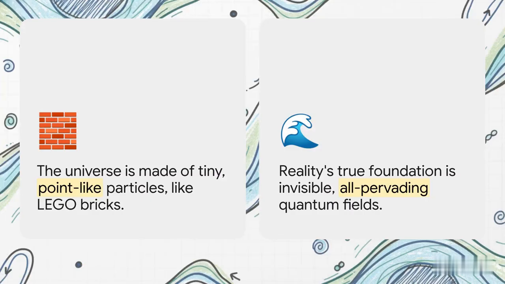So let's just dive right in. You've got two stories here. On one side, the old, familiar story. The universe is made of tiny, solid bits of stuff, kind of like cosmic Legos. But then, on the other side, you have what modern physics actually tells us, that reality's true foundation is made of these invisible, all-pervading quantum fields. Today, we're going to unpack this incredible shift.